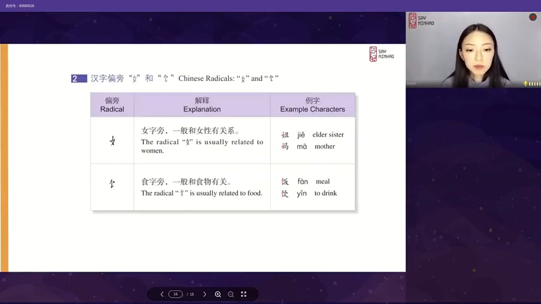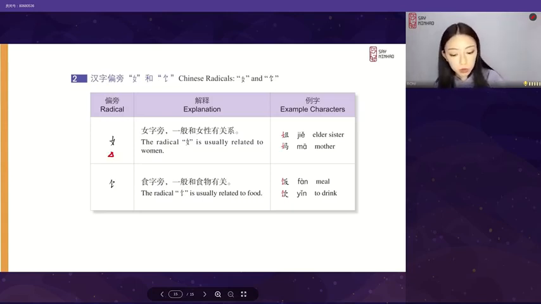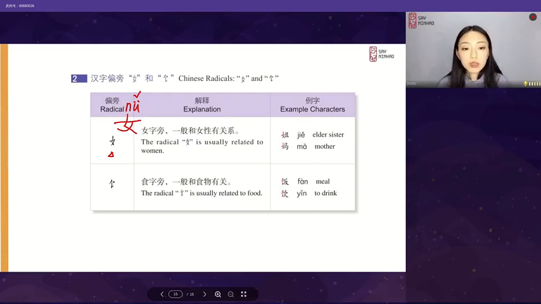Now let's see two new radicals. First one, nü, the radical 女, actually is this word. We already know it means woman. So this radical is usually related to woman. Okay, first example is jie, jiejie, which means the eldest sister. We can see the left part of it is 女字旁. Sisters, they're women, right?